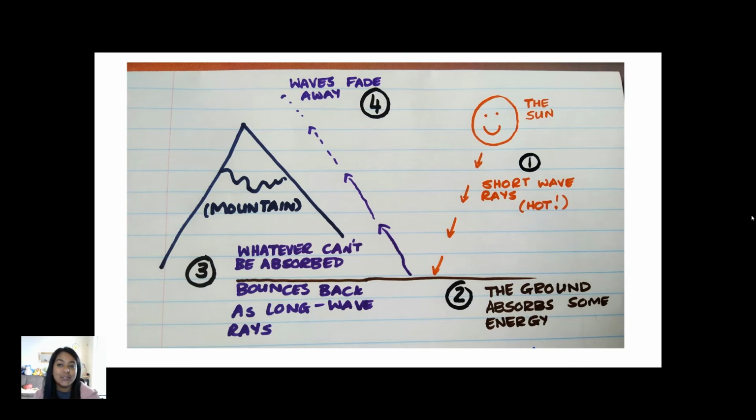So to summarize quickly, the sun emits shortwave rays, which are very hot and very concentrated. The ground can only absorb some of it and re-radiates the rest of it back up to the atmosphere as long-wave rays. These long-wave rays don't have as much heat, and by the time it reaches the top of mountains, it has cooled down.